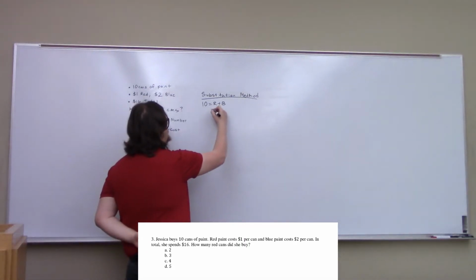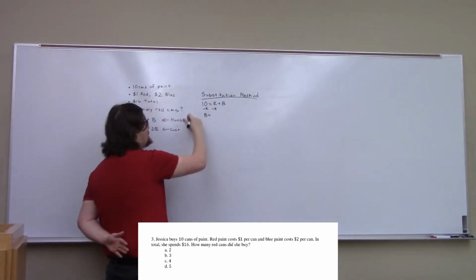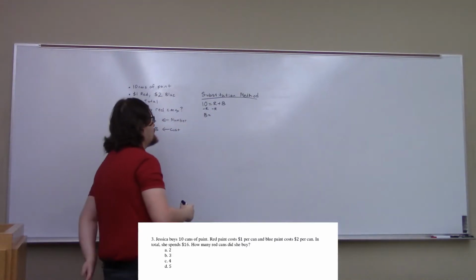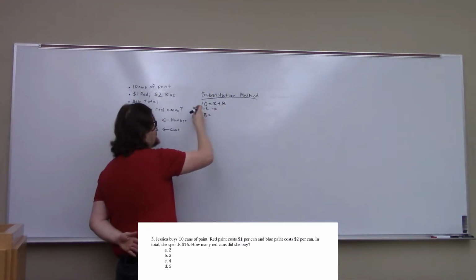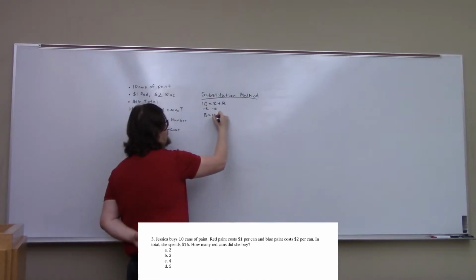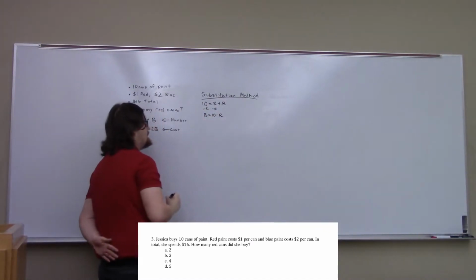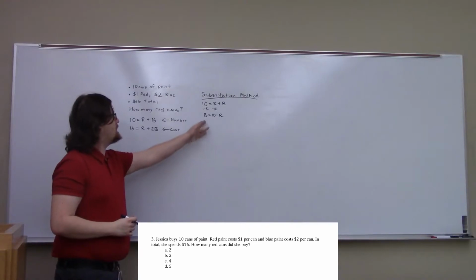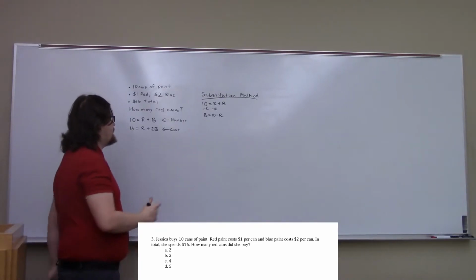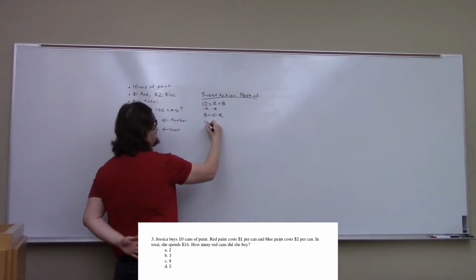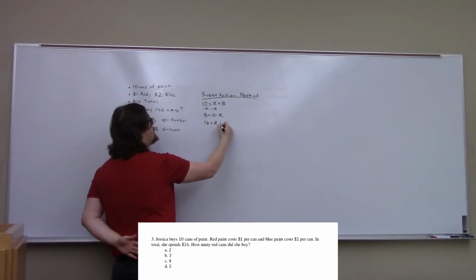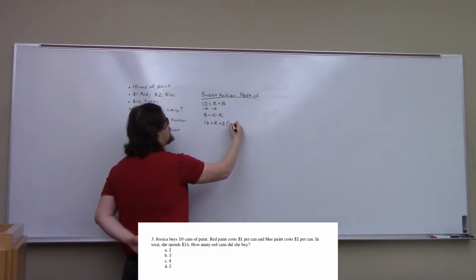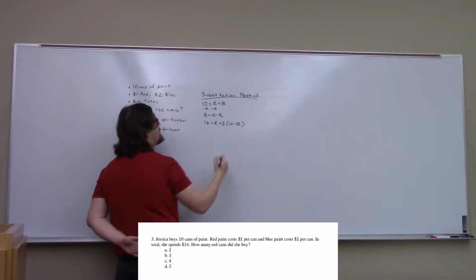What I want to do to solve for b is subtract r from both sides. That leaves us with b is equal to, and I just flip the equation around, so b becomes the left side, 10 minus r on the right side. That's our equation that we're then going to plug into our second equation, which is 16 equal to r plus 2 times b, which is 10 minus r.